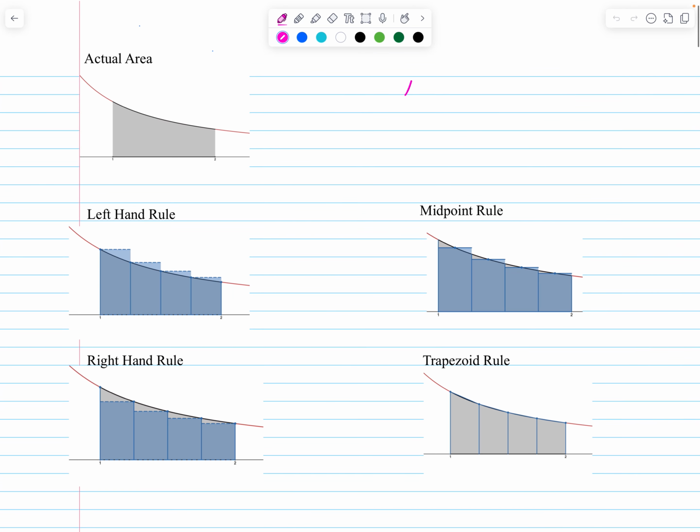Okay, so we're going to build on yet another one of those topics that we briefly touched on in the fall. This one is what's called numerical integration. Numerical integration just means tricks for finding the area between a curve and the x-axis that don't involve integrals.